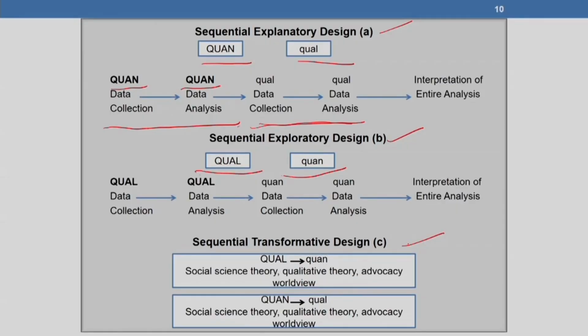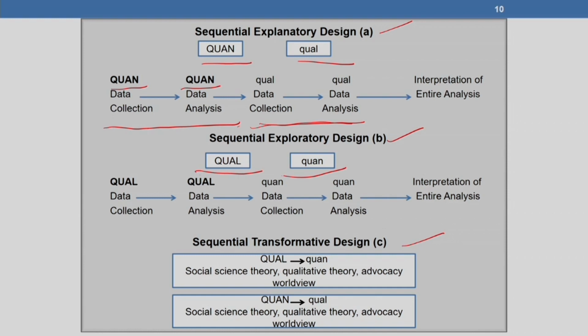Okay, a third model is what is referred to as the sequential transformative strategy, and this is a two-phase project with a theoretical lens. So, it too has an initial phase followed by a second phase, and the theoretical lens is introduced in the introduction to a proposal, shapes a directional research question aimed at exploring a problem. For example, whether we want to study the issue of discrimination, or whether we want to study a problem of inequality.